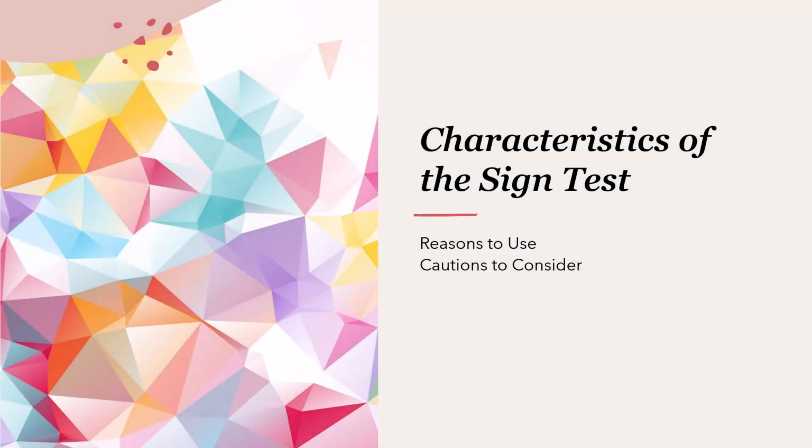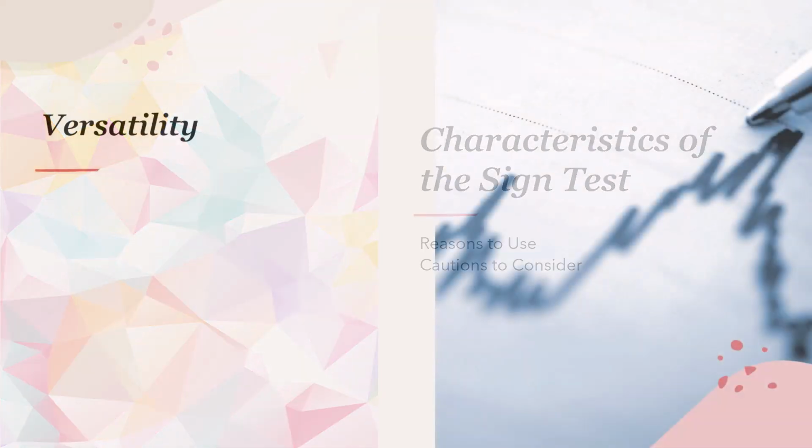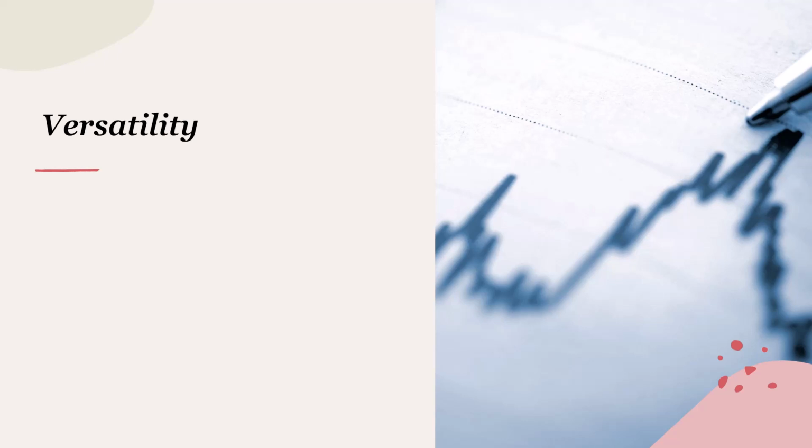I would like to conclude this video series on the sign test by considering some of the characteristics of the test, both reasons to use it and cautions to consider. As you have seen as we went through the multiple use cases of the sign test, it is very versatile. The analysis is based on dichotomous data, and that fact alone makes it versatile because any kind of measurement or categorization can be turned into dichotomous data.